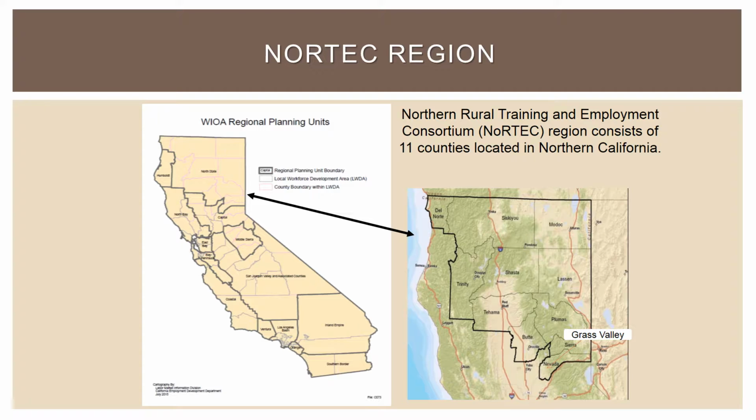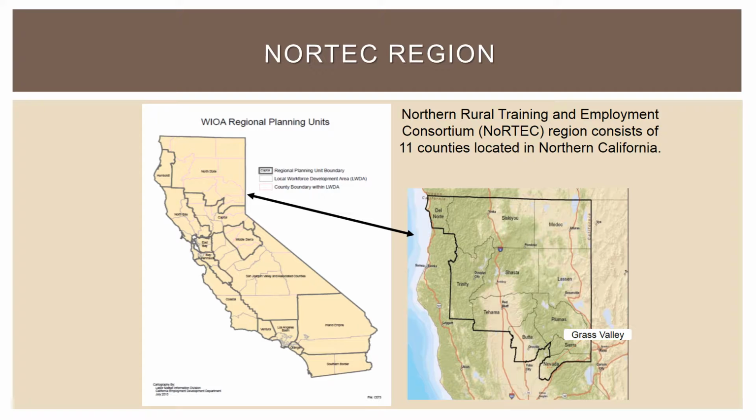NORTEC's region consists of 11 northern counties, and they include Butte, Del Norte, Lassen, Modoc, Nevada, Plumas, Shasta, Sierra, Siskiyou, Tehama, and Trinity counties. These counties are shown on the slide in front of you, and just for fun I marked the location of our office with a red arrow, and it also says Grass Valley on it. As you can see, NORTEC covers a very large area, approximately 32,000 square miles, and that covers 24% of California.